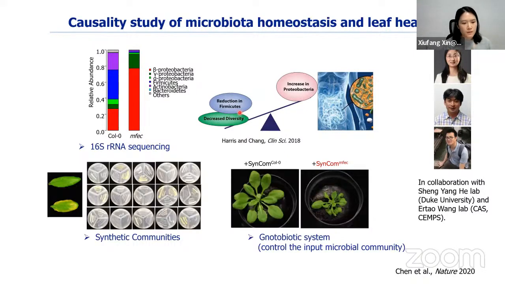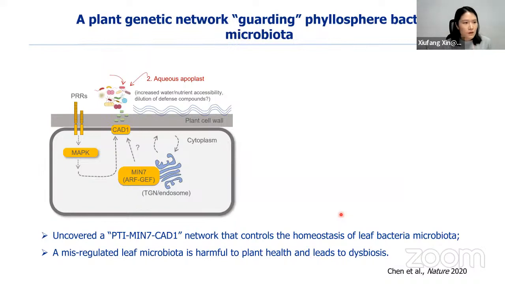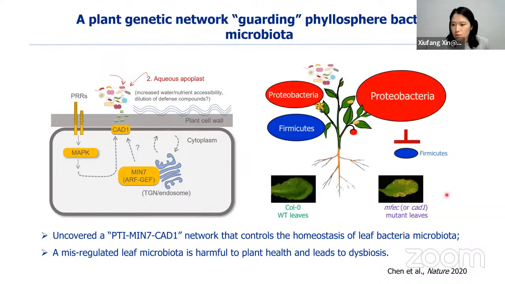One important part of this paper is to establish whether there is really a causal role of microbiota homeostasis in plant leaf health. For this, we generated synthetic communities from different plant genotypes, and using a gnotobiotic system, we showed that indeed a misregulated microbiota, for instance from the mutant plants, can be harmful for plant growth. So the take-home message for this work is that we uncovered a plant genetic network that guards the homeostasis of leaf microbiota. If components of this network are mutated, then especially the opportunistic microbes will overproliferate and lead to the dysbiosis phenotype, and also cause damage to plant health.